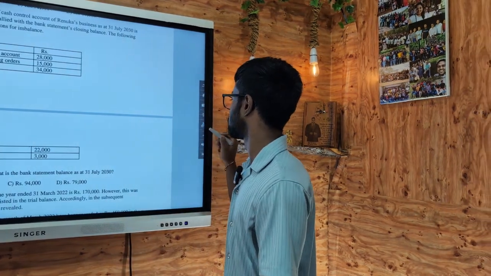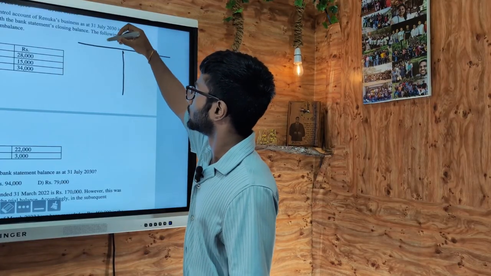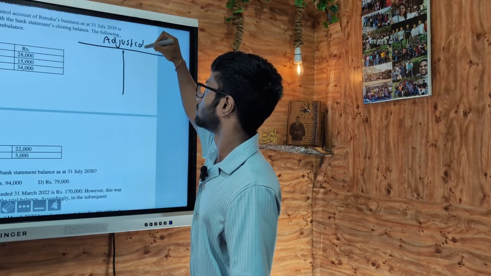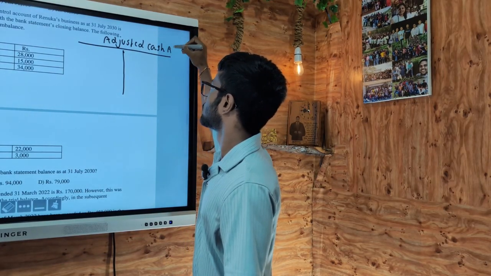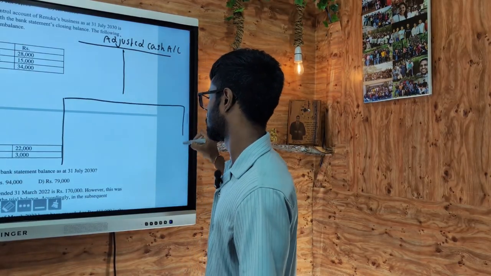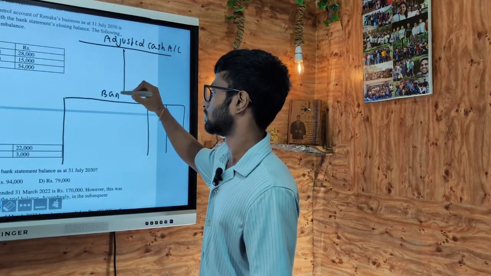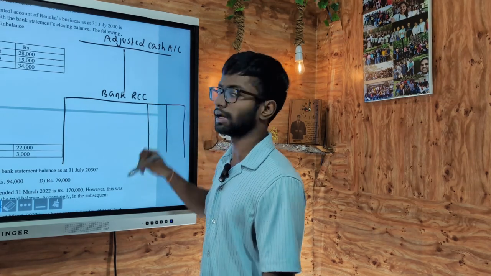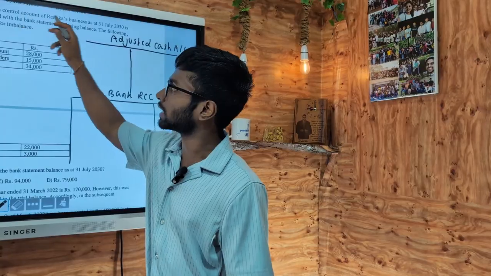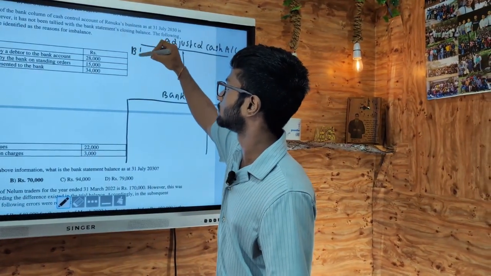So first one that you will have to prepare is your adjusted cash account, and the next account that you have to prepare is your bank reconciliation statement. Okay, so here we have the cash control balance that we had at the start.